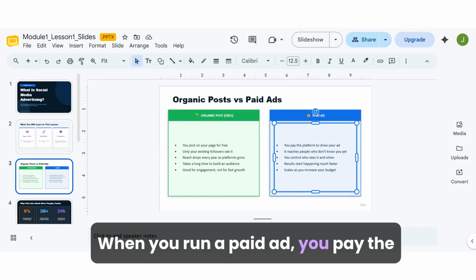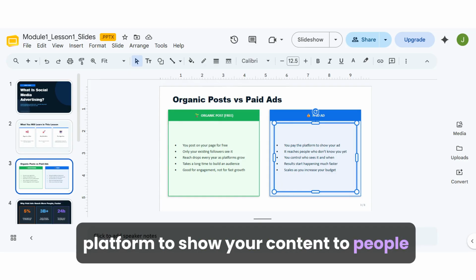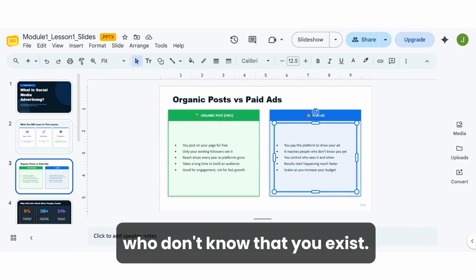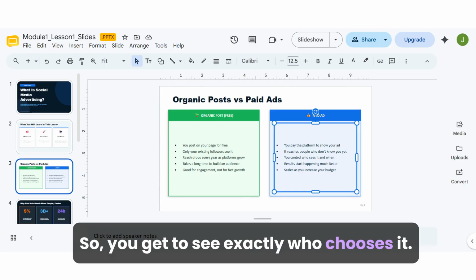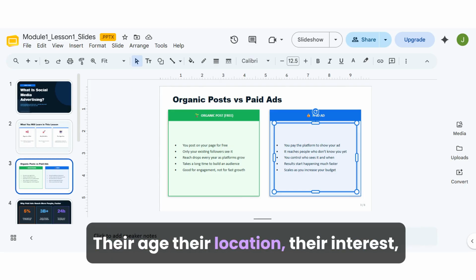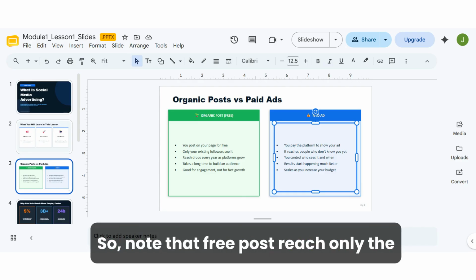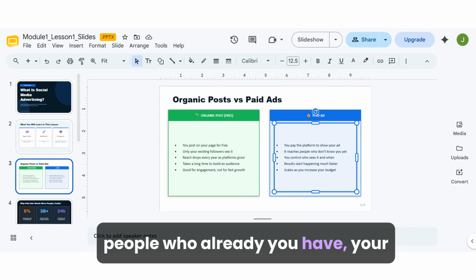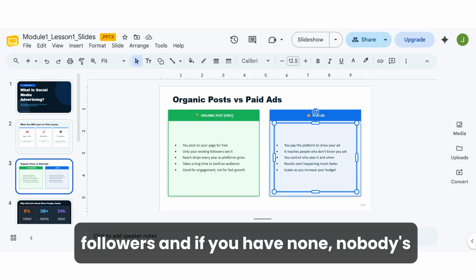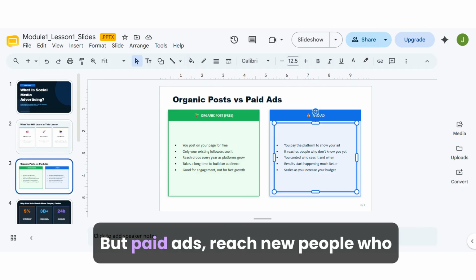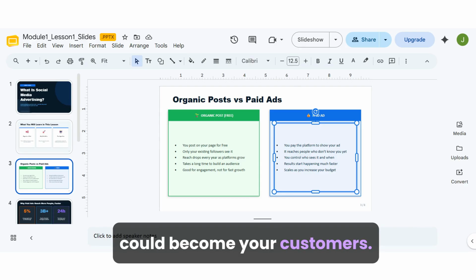Now, with paid ads, it is completely different. When you run a paid ad, you pay the platform to show your content to people who don't know that you exist. You get to choose exactly who sees it: their age, their location, their interests. Now, that is the key difference. Free posts reach only the people who already follow you, your followers, and if you have none, nobody's seeing it. But paid ads reach new people who could become your customers.